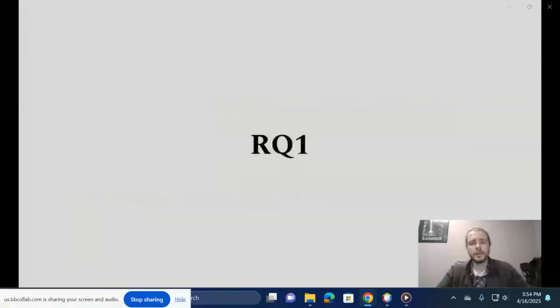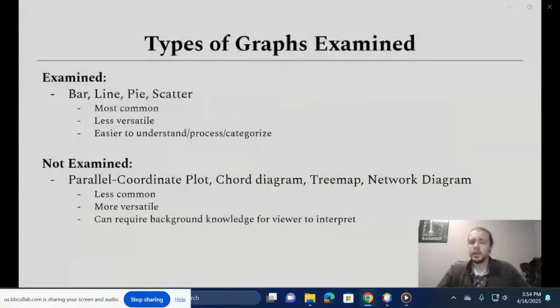So research question 1, when reviewing the papers, a lot of them only examine bar plots, line plots, pie charts, scatter plots. These are more common. There's less things you can mess up in them, and they're just easier to categorize, easier to process, easier to combat misleading elements in. These papers that they examined didn't really mess with more complicated or qualitative information: parallel coordinate plots, Sankey diagrams, chord diagrams, tree maps. These are a lot less common and typically more scientific in nature, or they can require a lot of additional background education for a viewer to even interpret in a non-misleading sense.